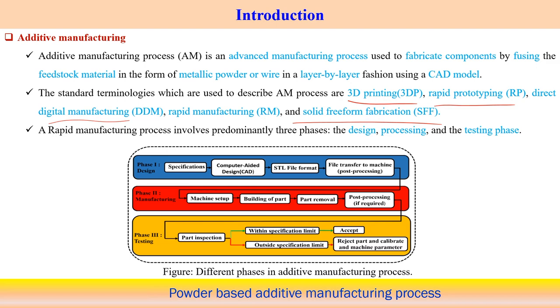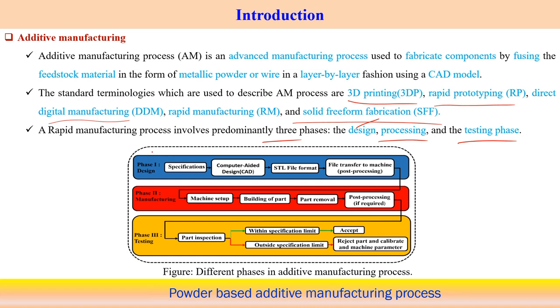Now the rapid manufacturing process basically has three phases. One is the design of the component, then how we can process it, and then the testing phase. So these are the three different phases in any rapid manufacturing process. We can start with the design phase, phase one.